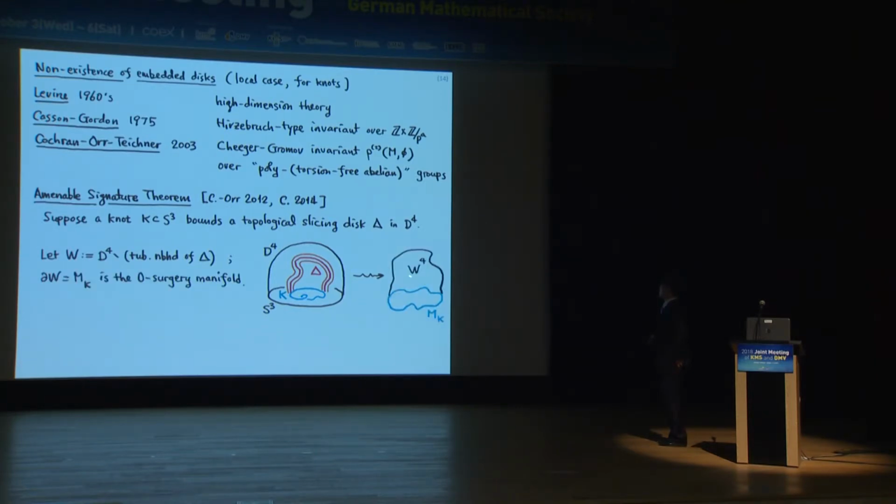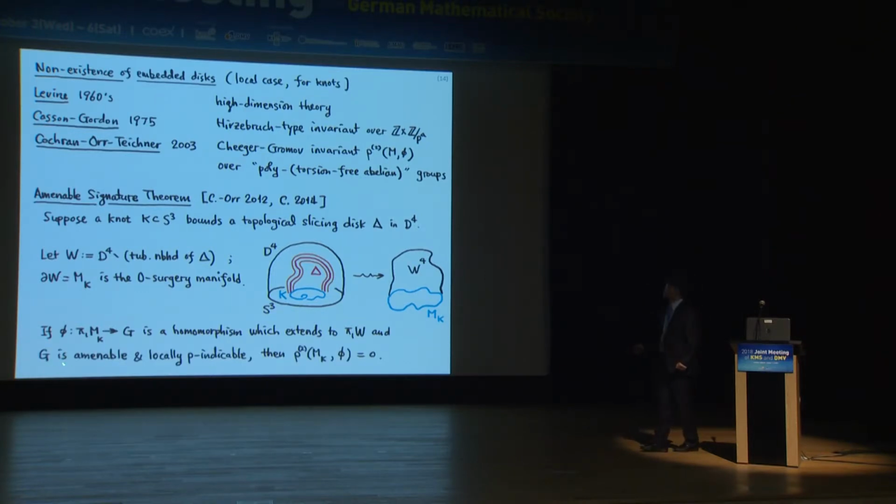Then that's a new manifold W whose boundary is the so-called zero surgery manifold of the knot. So this boundary is something fixed, but this 4-manifold depends on the slicing disk. And suppose that I have a homomorphism of the pi 1 of this 3-manifold, which extends to this 4-manifold. And, very important, suppose that the group G here is amenable and locally p-indicable. Then the Hilsbrook type L2 signature defect, namely the Cheeger-Gromov rho invariant, is 0. So this vanishing is an obstruction. If this is non-zero, then we can conclude that there's no slicing disk.